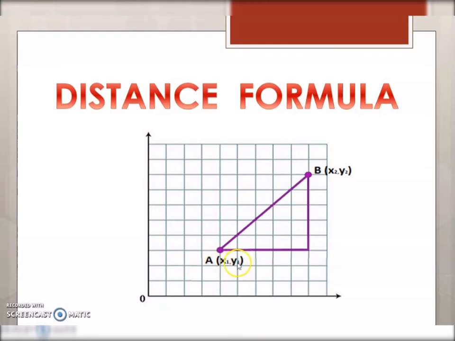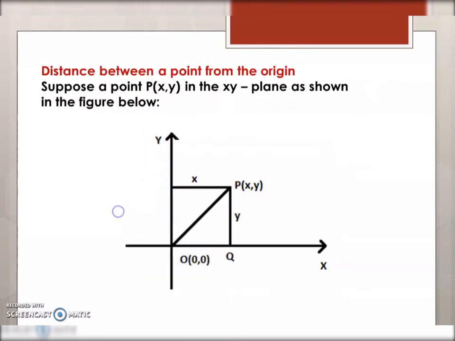So A's coordinates are x1, y1 and B's coordinates are x2, y2. Then what will be the distance between these 2 points? This is what is given by the distance formula. So we will see the derivation and some applications of the distance formula in this exercise.